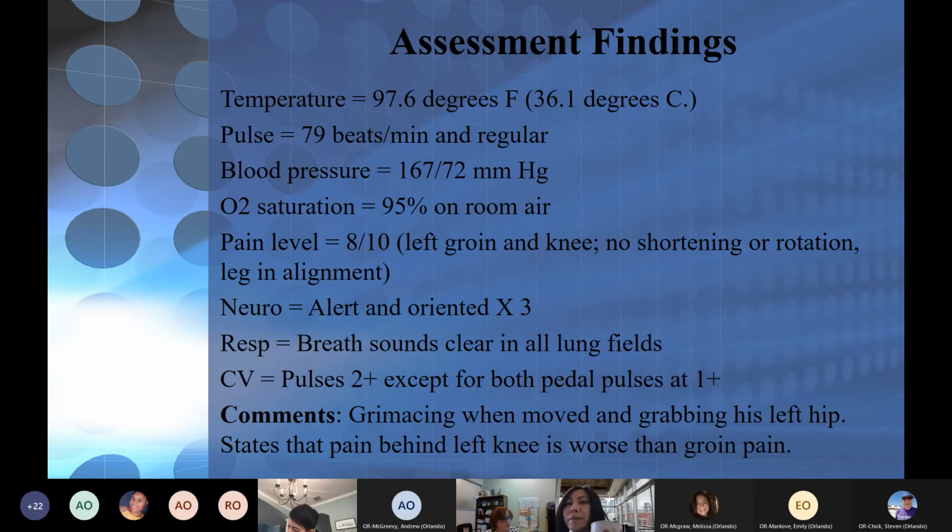Okay, so let's take a look and see if there's anything unusual about this patient. What do you recommend that we might want to be looking at? And we're looking in relation to pain.